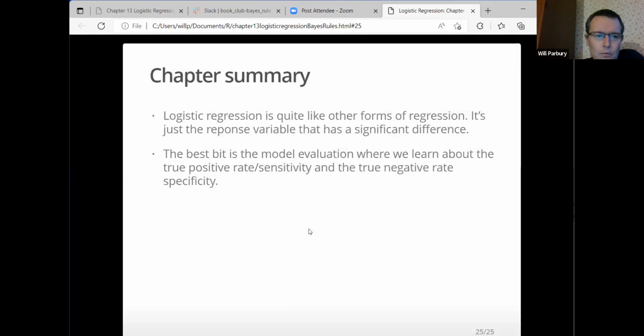Okay. There we go. So basically, what we've learned today: logistic regression is quite like the other forms of regression. It's just a response variable that has a significant difference. It's a classification method, but the maths behind it is pretty similar. The best bit is the model evaluation, where we learn about the true positive rate or sensitivity, and the true negative rate, the specificity. If you're wanting to learn statistical modelling, that's probably the most useful thing coming out of that chapter.